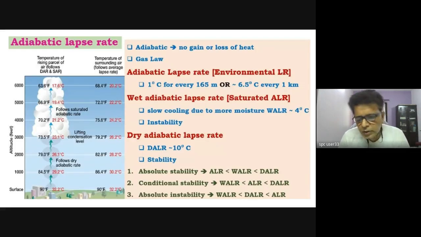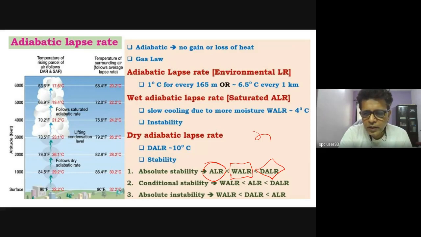Absolute stability. Okay, here you'll see that the adiabatic lapse rate is lower than the wet adiabatic lapse rate, which is obviously lower than the dry adiabatic lapse rate. Now, see what were the normal conditions: 6.5, 4, and 10. Now, what was 4? 4 was wet adiabatic lapse rate. Then 6.5 was adiabatic lapse rate, and 10 was dry adiabatic lapse rate.